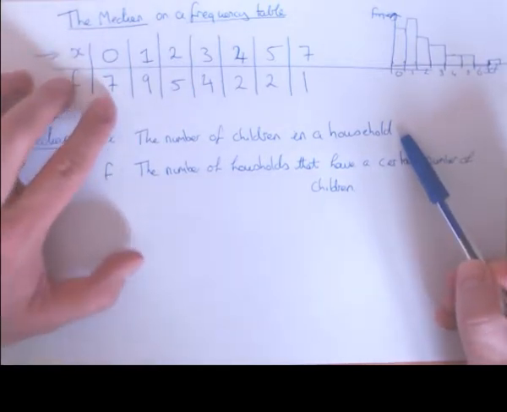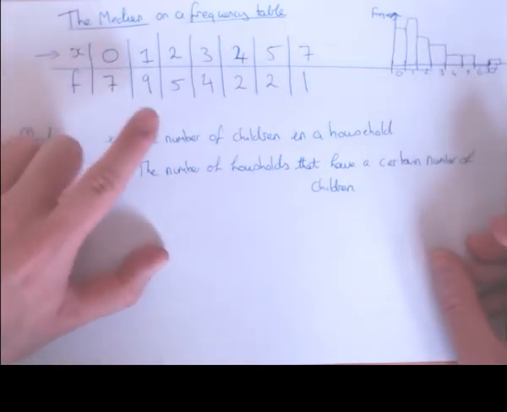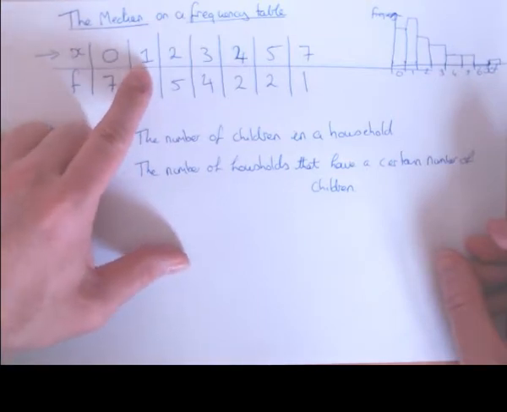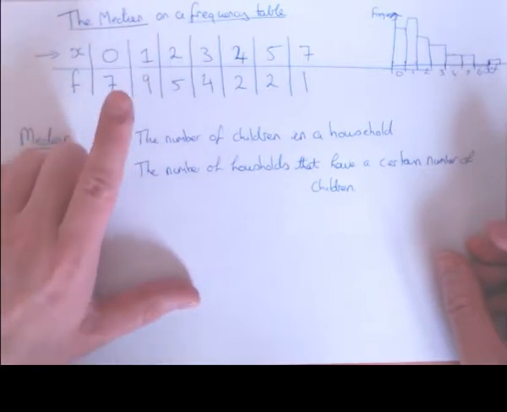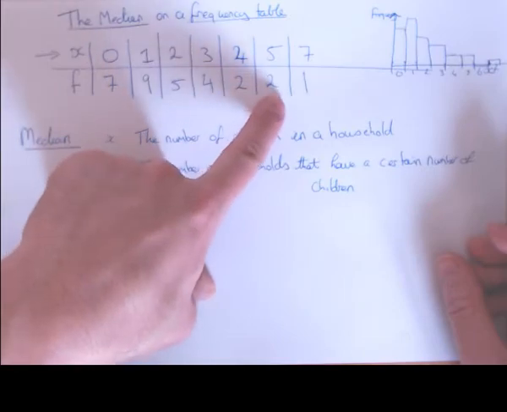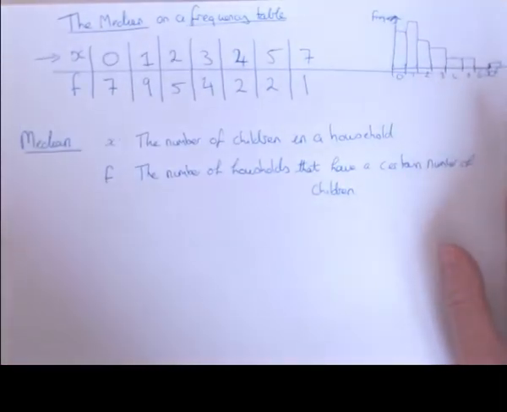You need to understand that 7 is the number of households that have no children in them. 9 is the number of households that have 1 child in them. 5 is the number of households that have 2 children. There are 4 households that have 3 children. There are 2 households that have 5 children. So we need to know what we mean by the median.